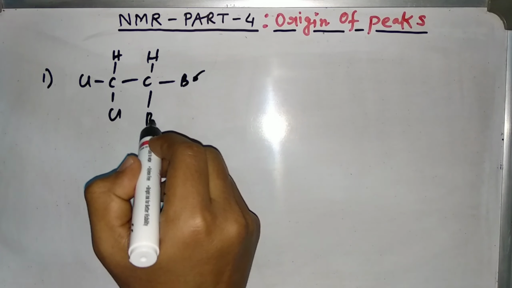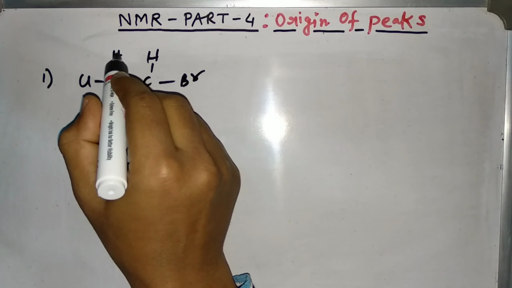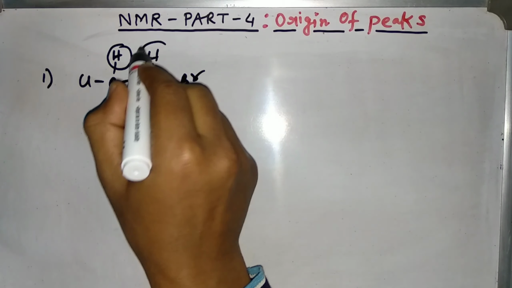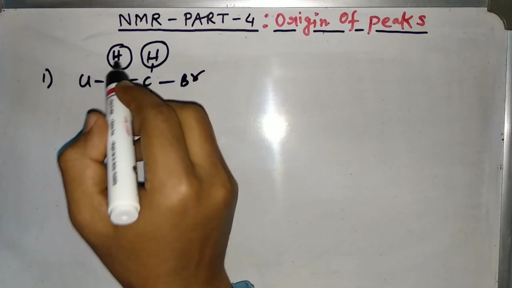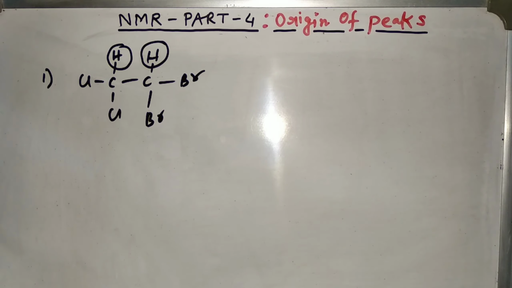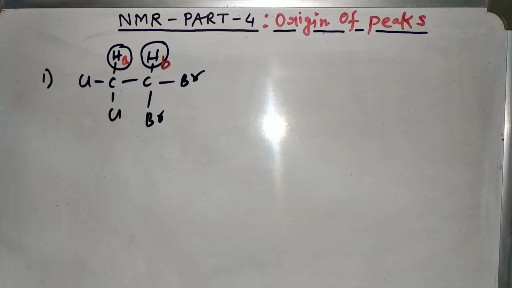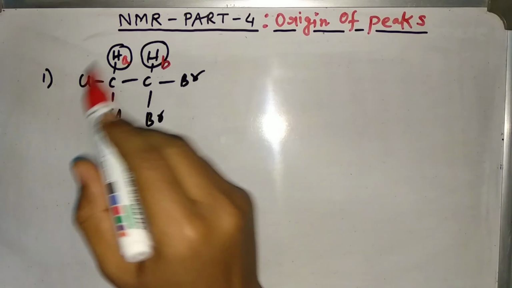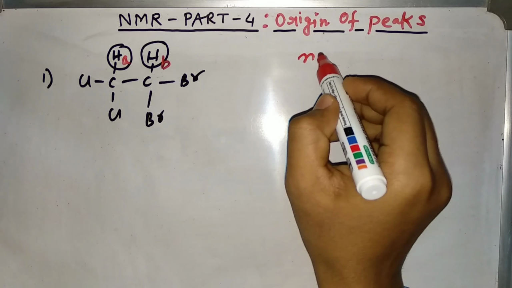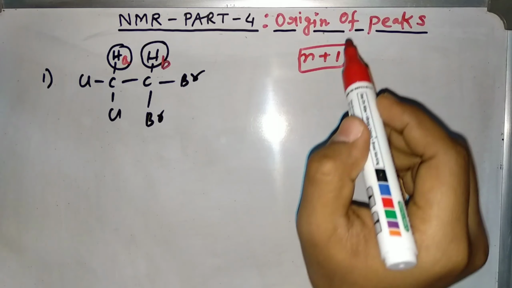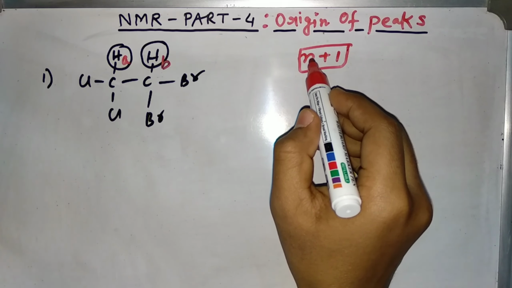This is beer, this is also beer. Okay, so just one, there are two protons present, so we are considering this as proton A and this is proton B. Okay, so you already know the n+1 rule, where n is the number of adjacent protons.